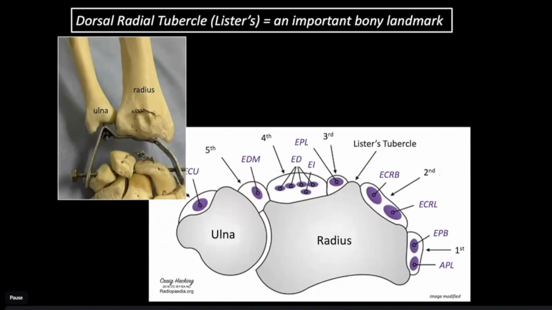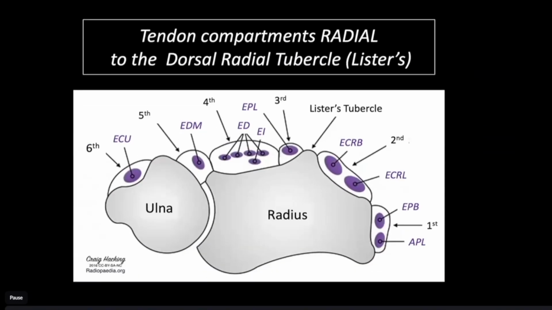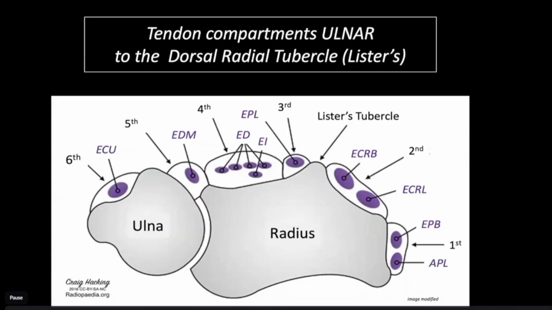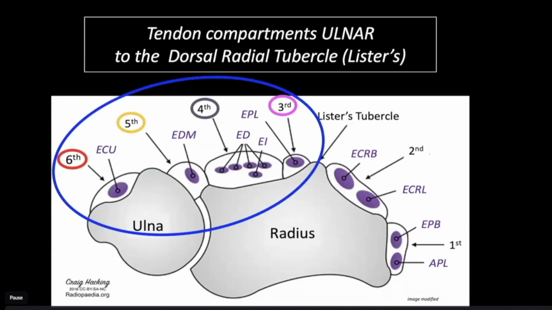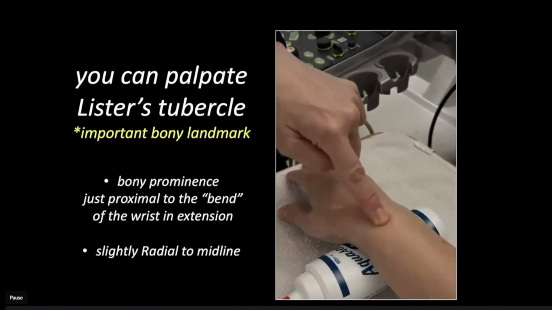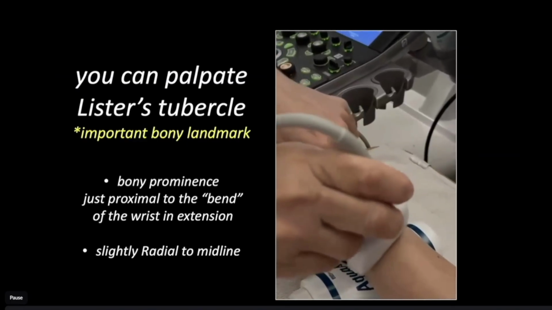So that dorsal radial tubercle, or Lister's tubercle, is a really important bony landmark, and I call it home. The tendon compartments that are radial to that tubercle are the 1st and 2nd, and the ones that are ulnar are the 3rd, 4th, 5th, and 6th. You can palpate Lister's tubercle, and it's slightly radial to the midline.